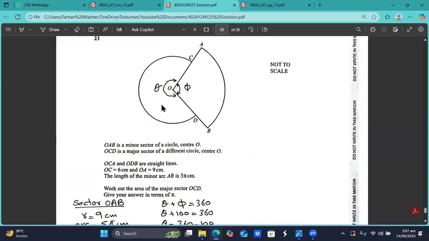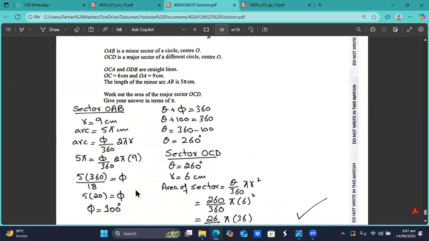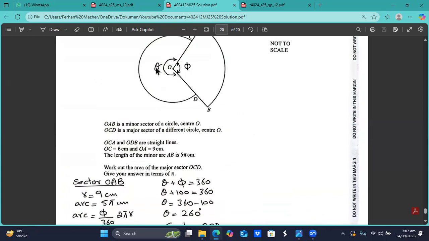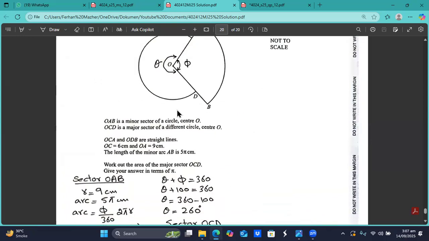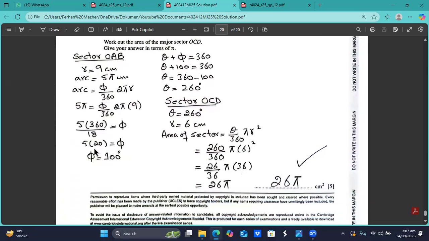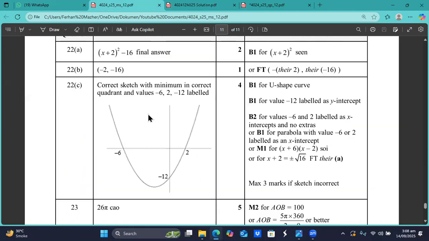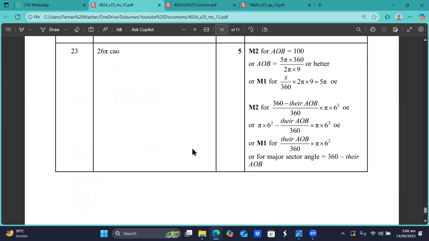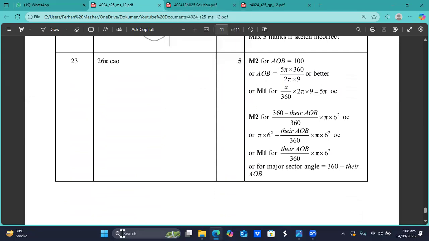So this angle will be 360 minus 100, and that will be equal to 260. So now I know this angle, that is 260. So now I can find the area of the sector OCD, which is the main question. Its angle at the center is 260 degrees. Its radius is 6 centimeters. The area of the sector is θ/360 times πr². So that's 260 divided by 360 times π times 6². So that is 26π is the answer. So let me check. Question number 23, 26π is the answer, which is the right answer.